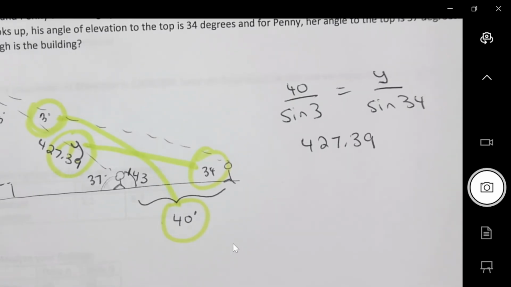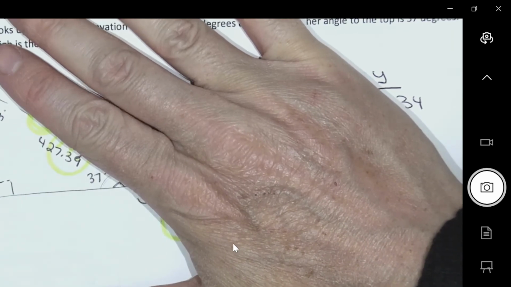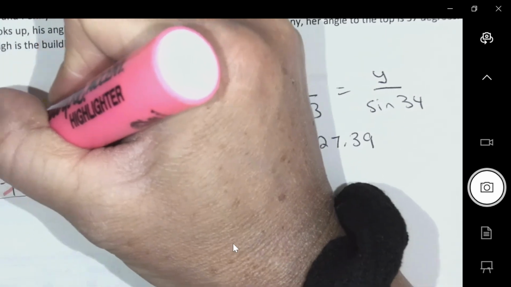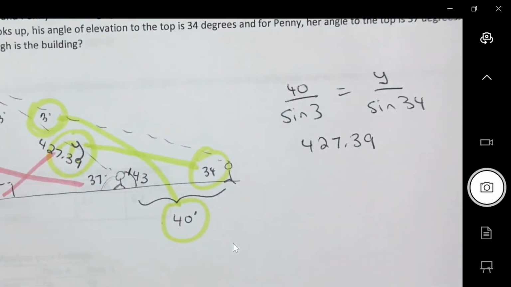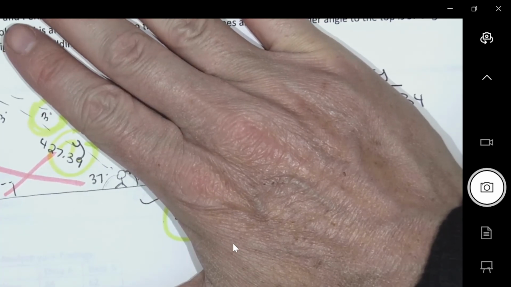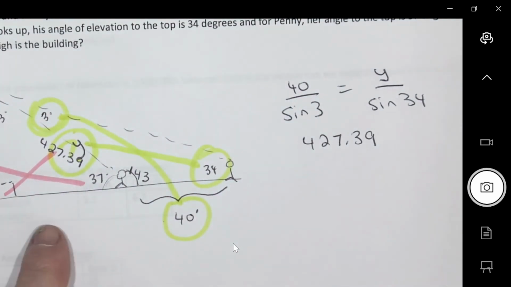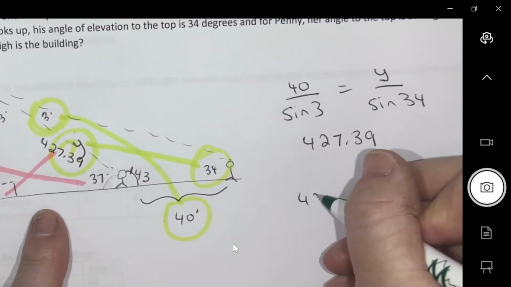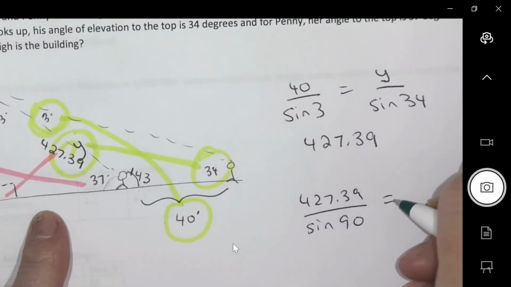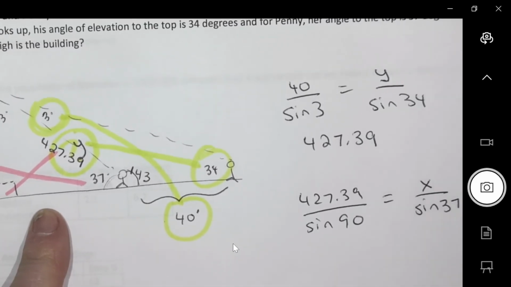Okay, I'm going to forget about this triangle. I'm done with it. Now what? I have a sine law pair. Okay, I'm going to forget about that triangle. I have a sine law pair again. All right, so now I'm going to go 427.39 over sine 90 and x over sine 37.